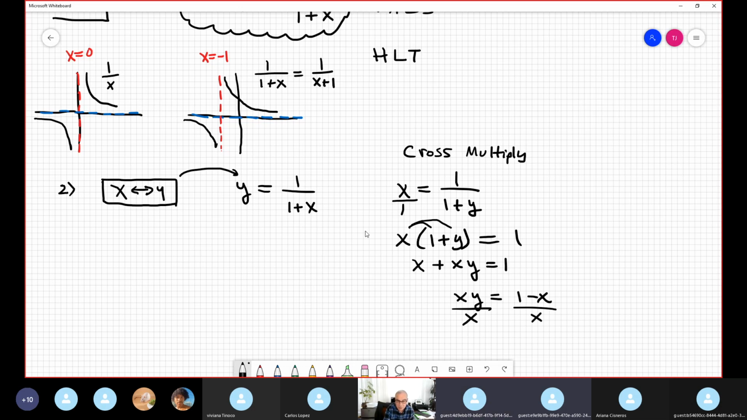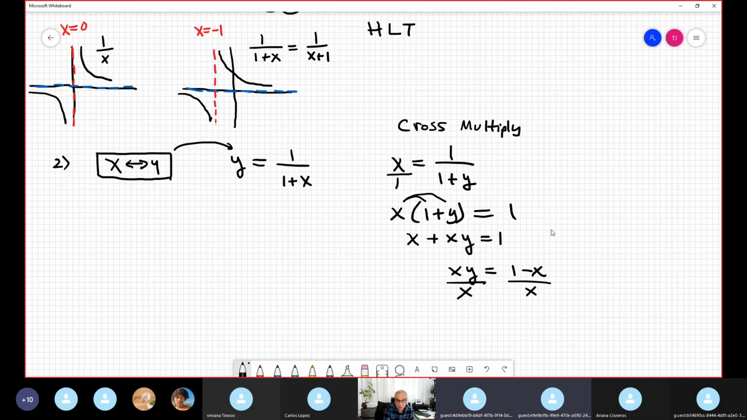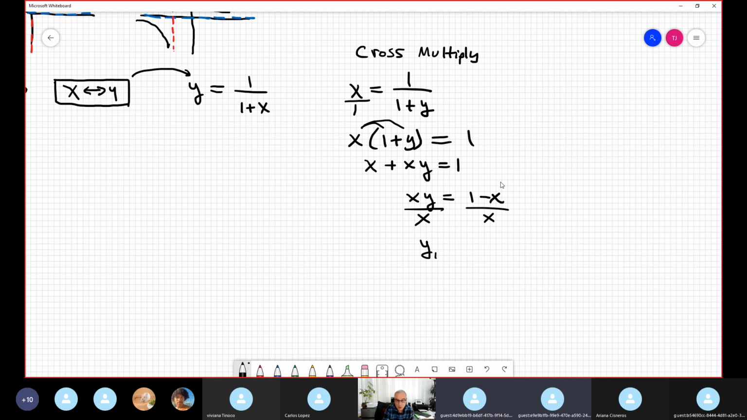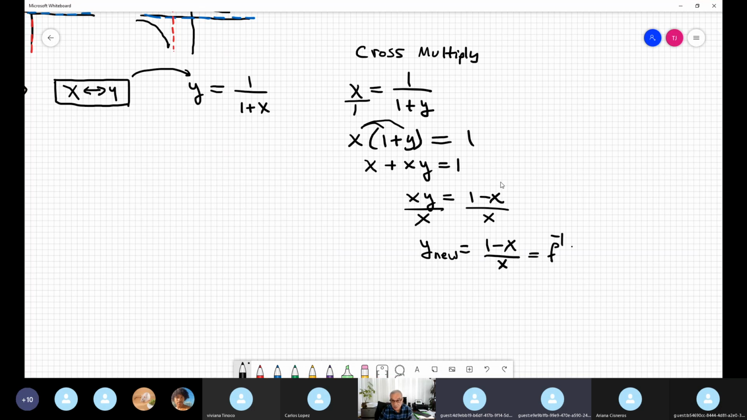Okay, the new y is 1 minus x divided by x. By the way, this new y is the inverse. This is the answer.